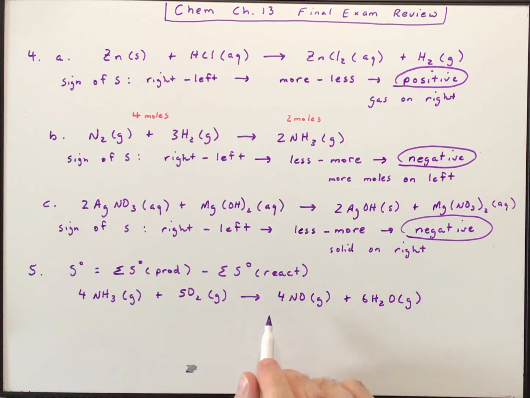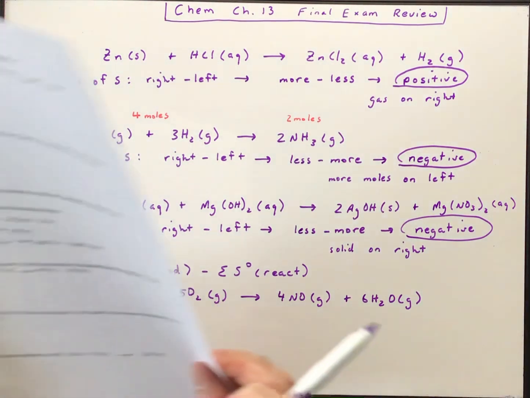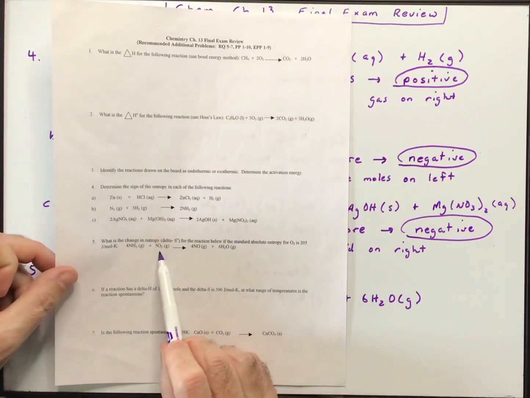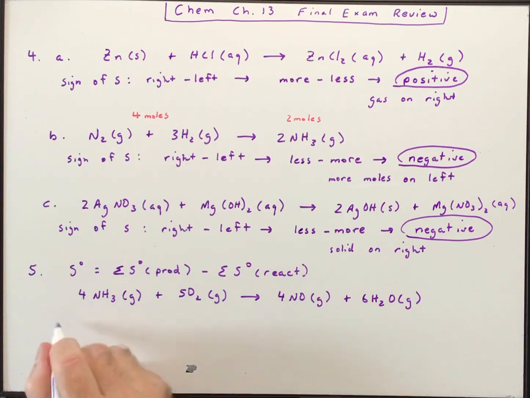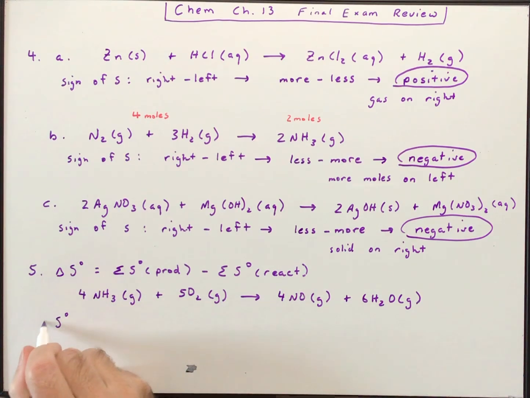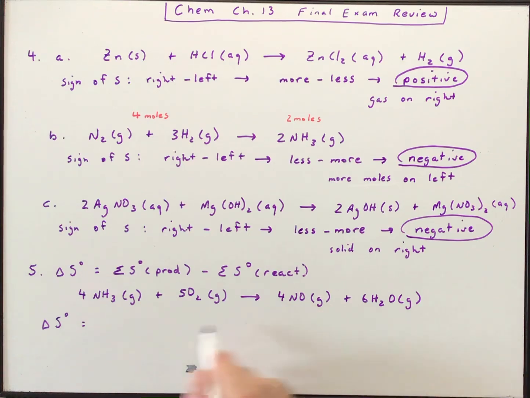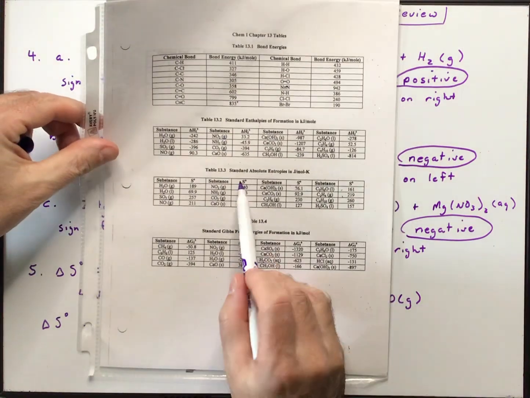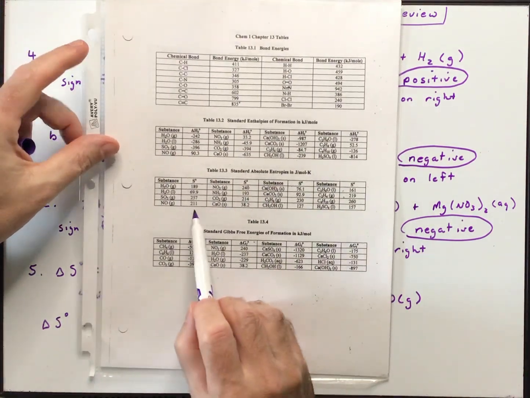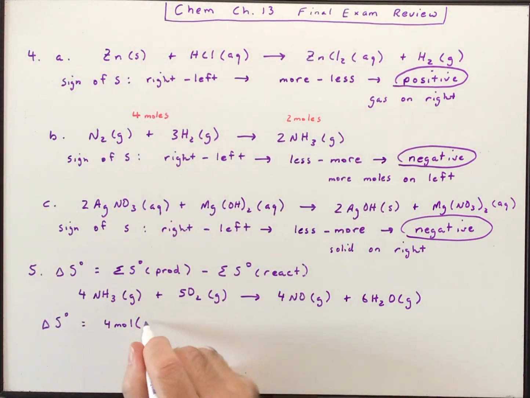Okay, and we are given in the problem that the delta S for O2 is 205. So the change in entropy, so we need to put that delta there, is going to be the right side, so 4 moles. And for NO gas, we're going to consult table 3. That's the entropy table. NO gas is 211 joules per mole K.